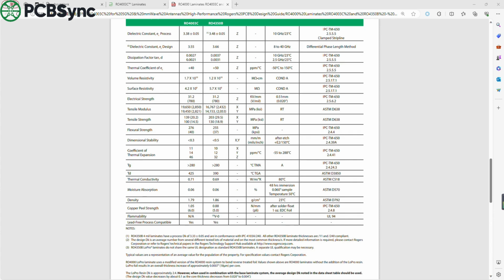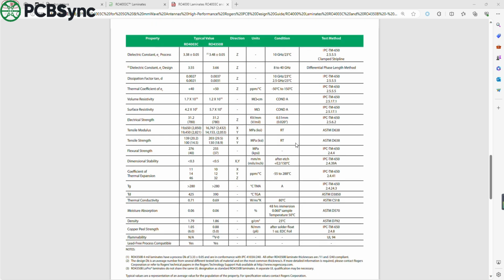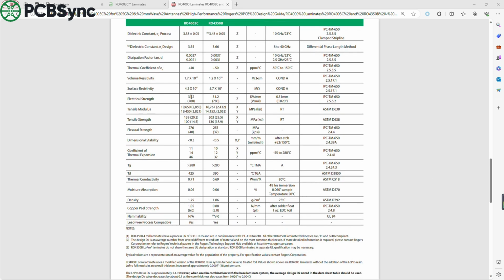In this video we will go through the official datasheet of Rogers RO4003C item by item to see what DK, DF, TG, TD, CTE, thermal conductivity and water absorption each represent, and how they affect high-frequency PCB design. All the parameters in this episode are based on the test conditions and typical values from the official Rogers datasheet.